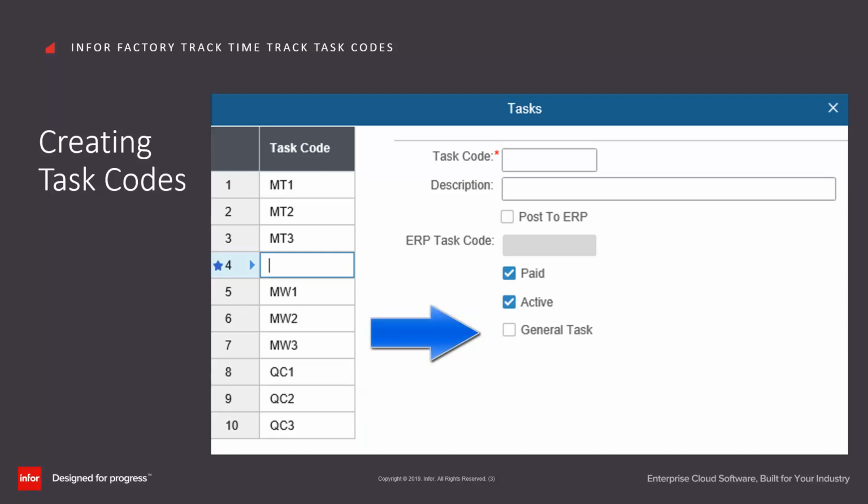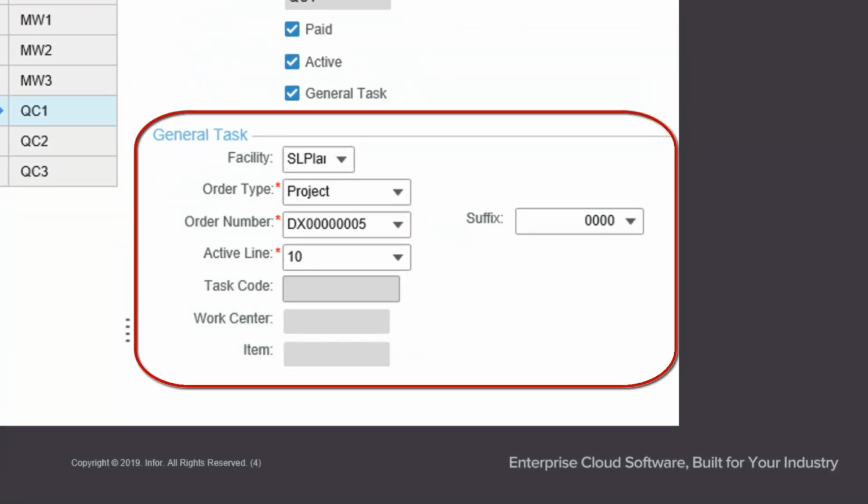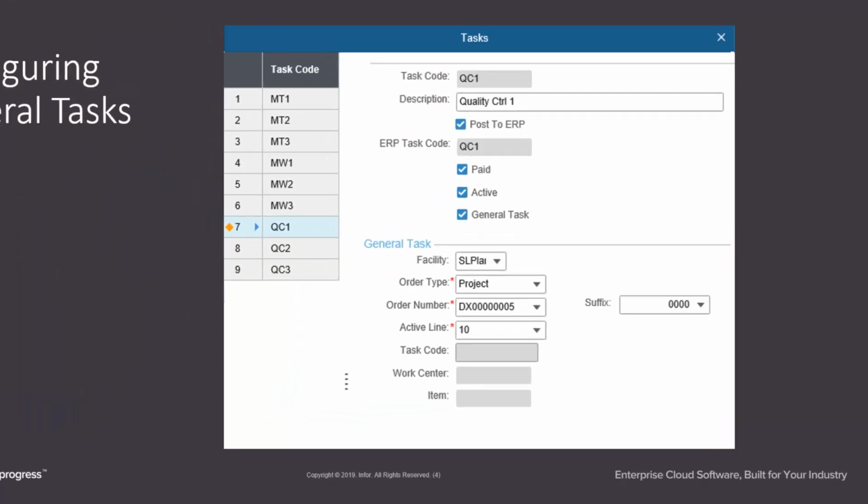To configure the task code as a general task for a direct labour order type, set general task equal to Yes. This results in additional fields being enabled. We need to enter the direct labour information the general task should post to. General tasks are only supported in elapsed time data capture.